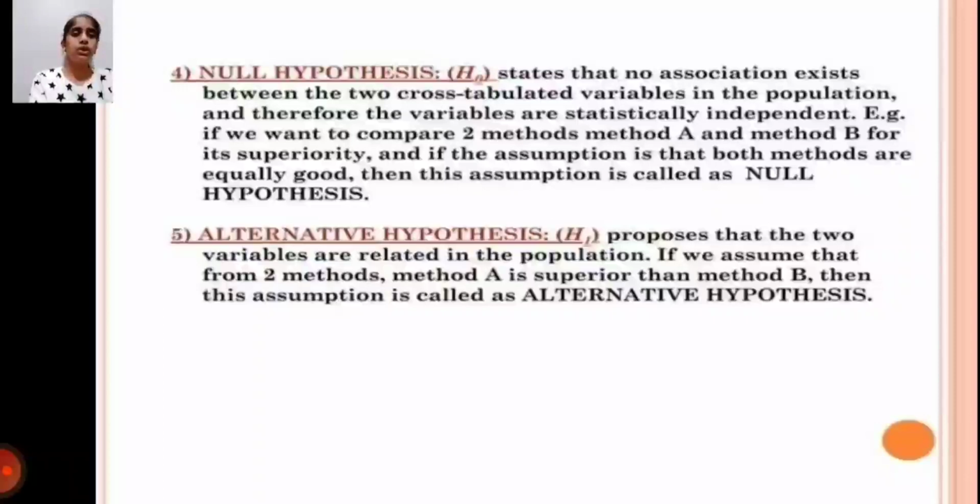Example, if we want to compare two methods, method A and method B, for superiority, and if the assumption is that both methods are equally good, then this assumption is called a null hypothesis. And the fifth important term is alternative hypothesis. In this case, it proposes that the two variables are related in the population. If we assume that from two methods, method A is superior to method B, then this assumption is called an alternative hypothesis.